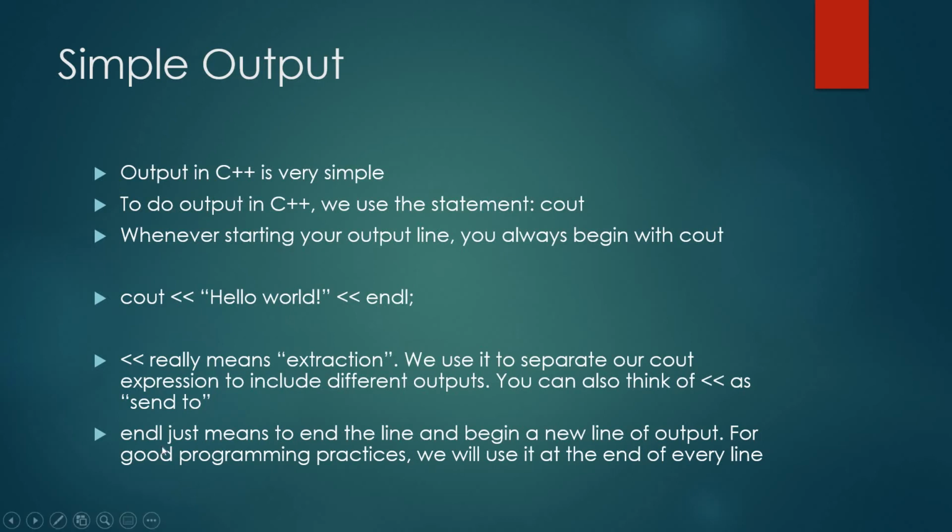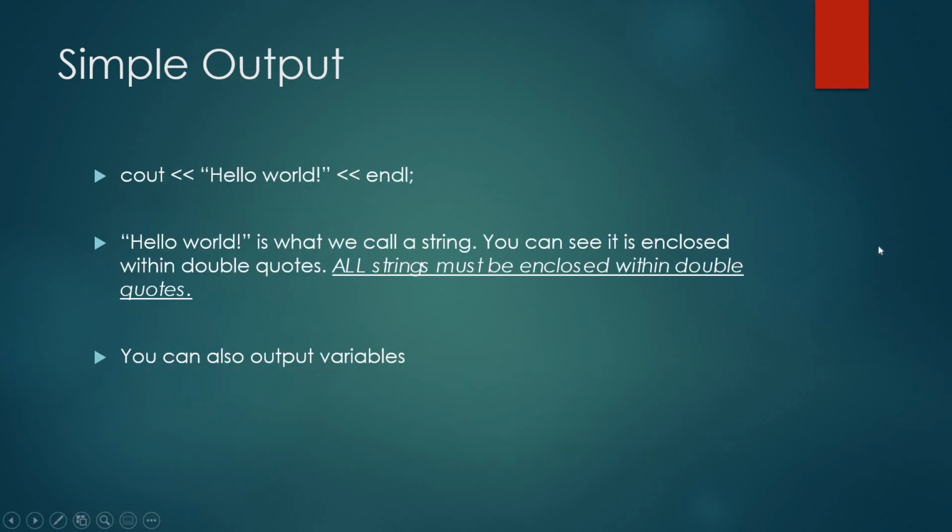So right here we have this end line. It literally means just to end the line of output and then begin a new line of output. So for good programming practices, we will use it at the end of every line just for now. And always make sure to end it in a semicolon or your program will not work. And then you'll be upset and have to go in and fix all that, which takes up time. It's annoying.